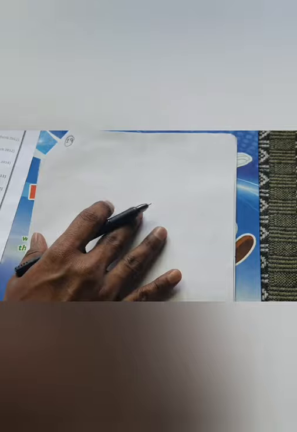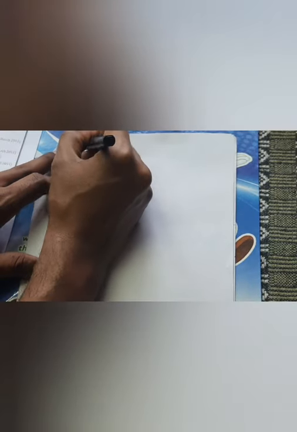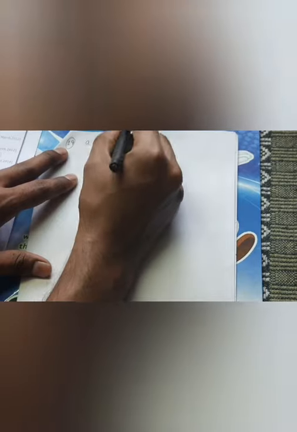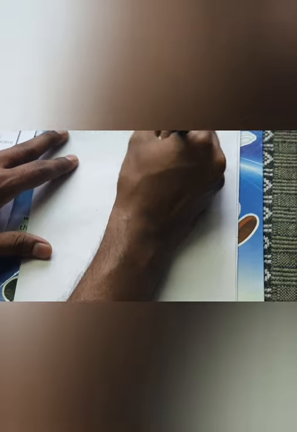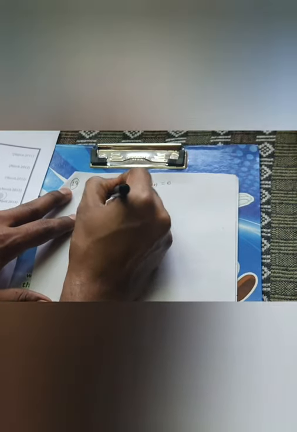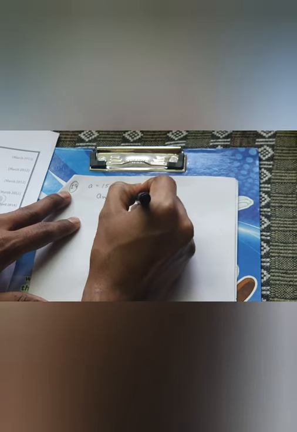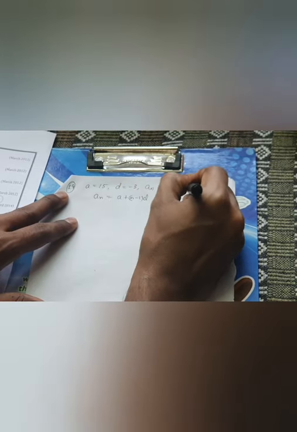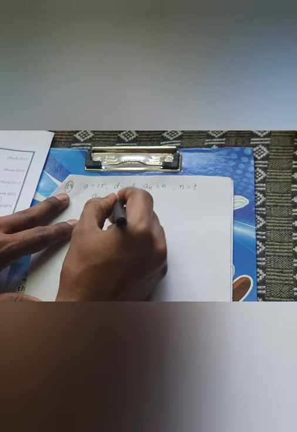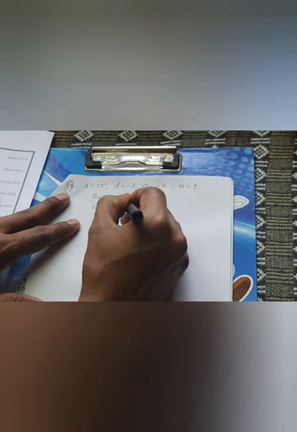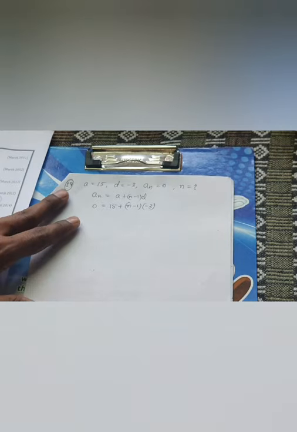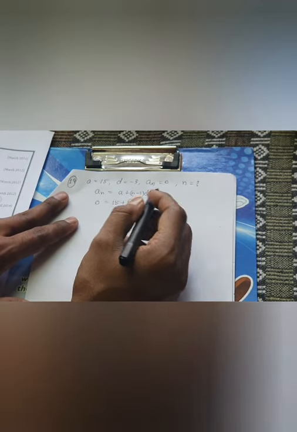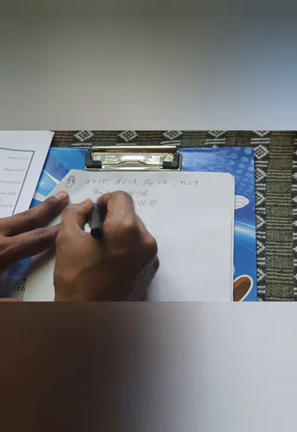Take down the data which is given: a is 15, d is equal to -3, an is equal to 0. We know the formula an is equal to a plus (n minus 1) into d. Remember, the value of n is unknown. So an is given as 0, which is 15 plus (n minus 1) into d, and the value of d is -3. You can solve this in two different ways. Let us remove the bracket.